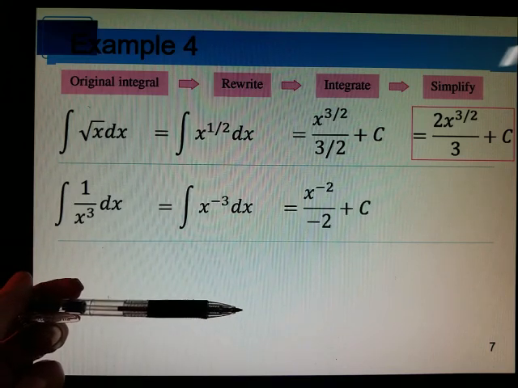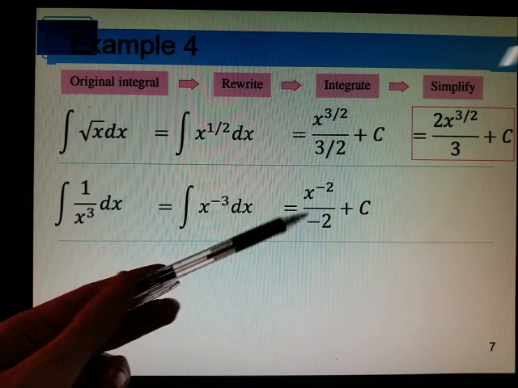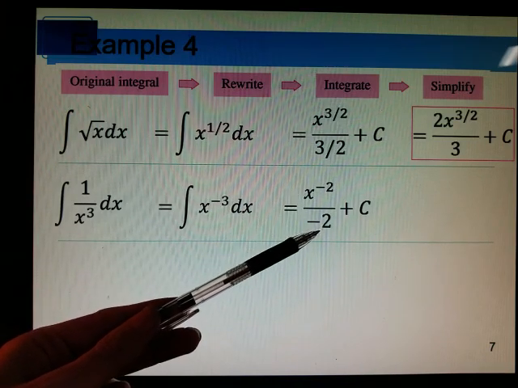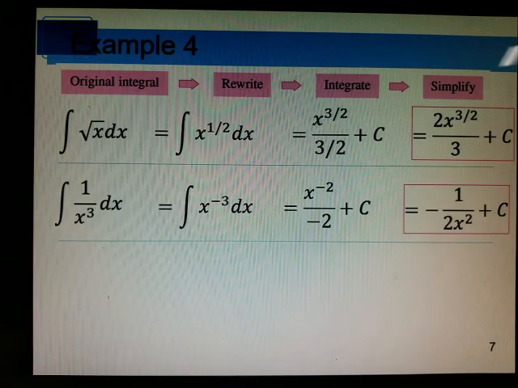And then divide by that new exponent. Now this exponent can't stay negative in my final answer, so it would have to come down. So therefore we're going to have a negative, then 1/2, and the x squared's on the bottom, then plus c.